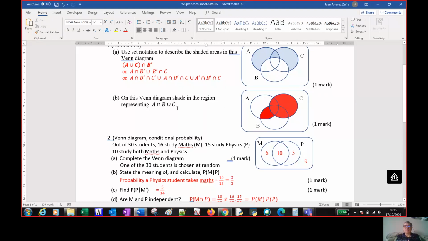And all we do is we shade in the whole of C, we shade in the whole of A and B, and then we leave shaded both of them when we OR them together. Okay. Now the A and B and C is shaded twice, but that doesn't matter, okay? Because when we OR things, it's one plus the other plus the bit inside.